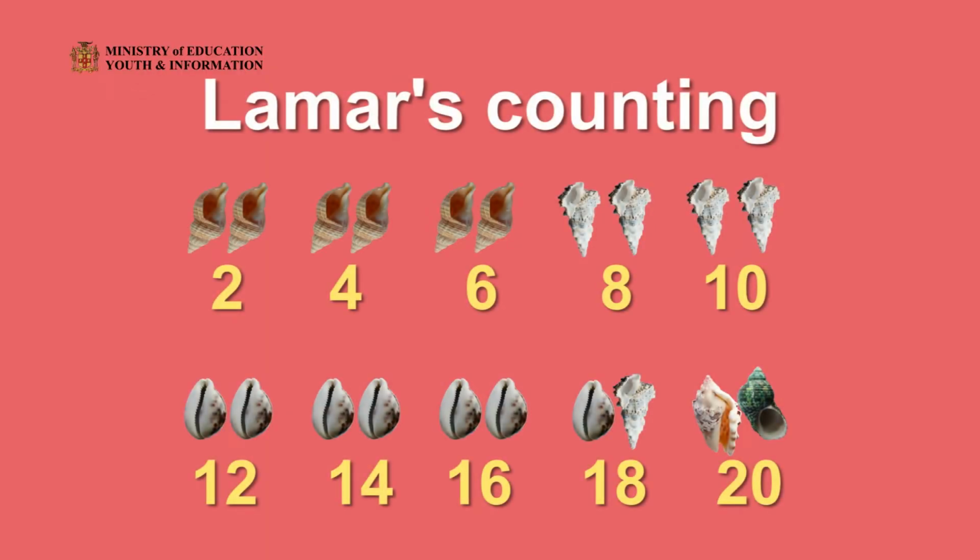Mark heard Lamar counting and noticed that he was placing the shells in groups. This is how Lamar placed the shells in groups and wrote the numbers below each group. Lamar counted 2, 4, 6, 8, 10, 12, 14, 16, 18, 20. Mark wondered how Lamar counted his shells so quickly. What do you notice about the way Lamar counted his shells? If you said Lamar counted by 2, you are correct.